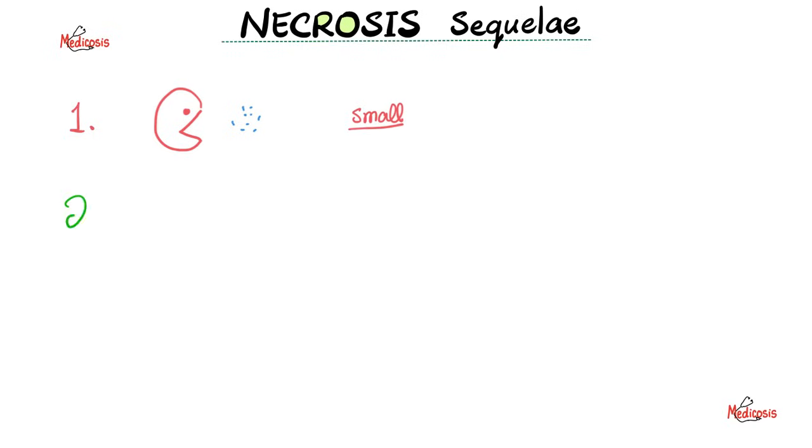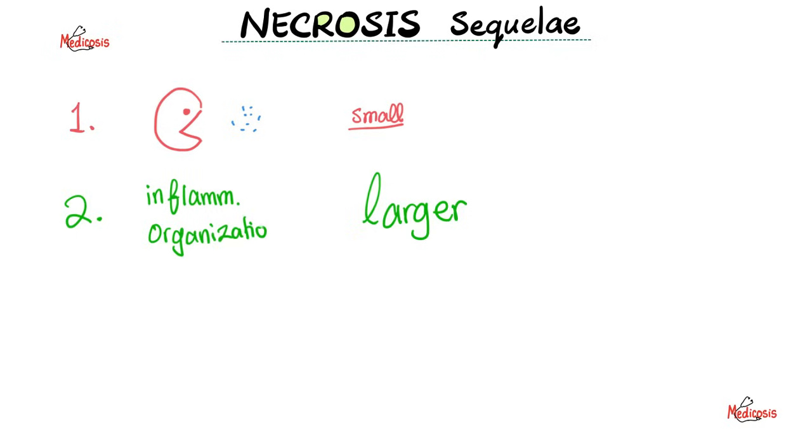But what if, and that's a big if, we have a larger area of necrosis because many cells are gone by necrosis? In this case, we will certainly have an inflammatory response. And if that was not enough, you will have organization as well. Look, when a pathologist says the word organization, we do not mean getting neat and tidy.